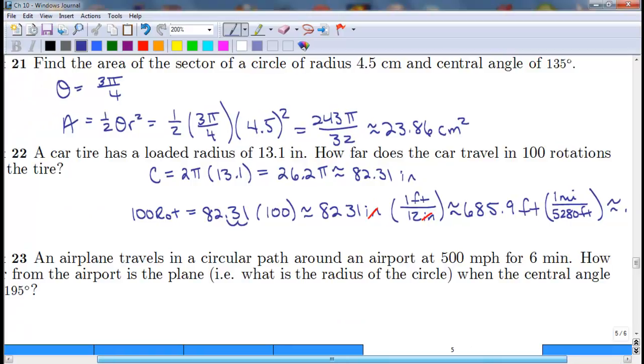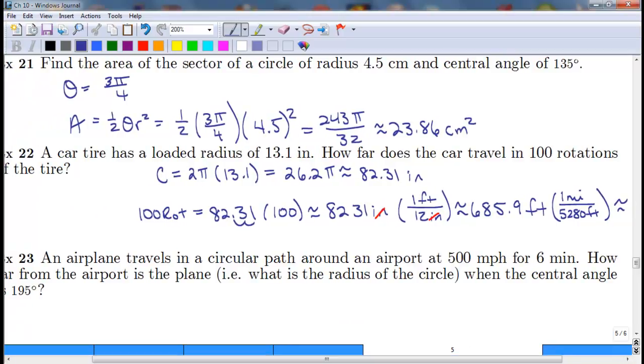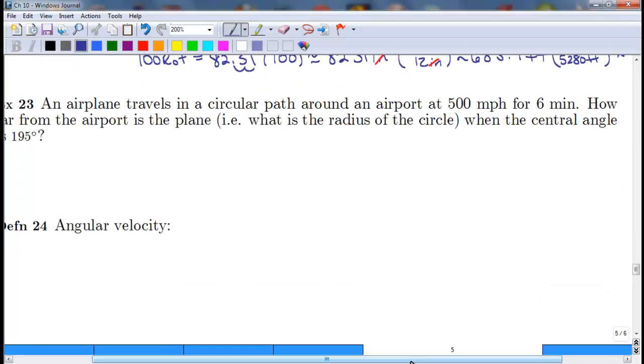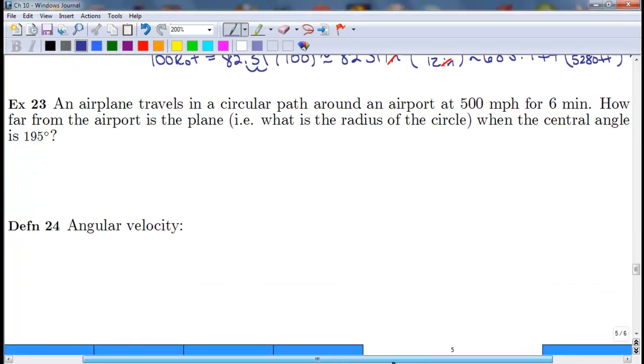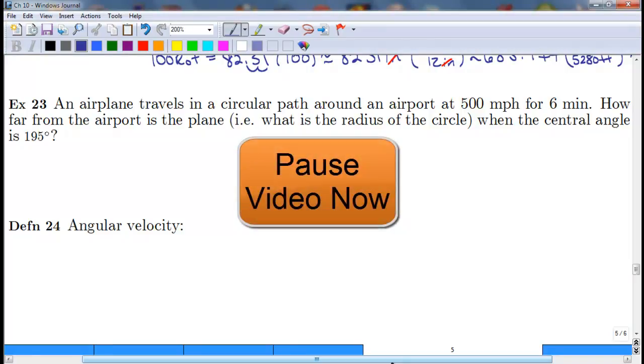So, if we look at another example, I want you guys to take a second, pause the video, and see if you can try this next example. It says an airplane travels in a circular path around an airport at 500 miles per hour for 6 minutes. How far from the airport is the plane, i.e., what is the radius of the circle, when the central angle is 195 degrees? So think about that for a few seconds, pause the video, try to work this one out, and then resume the video when you figured it out.